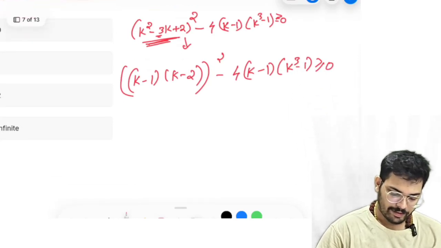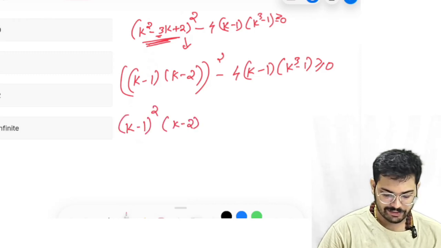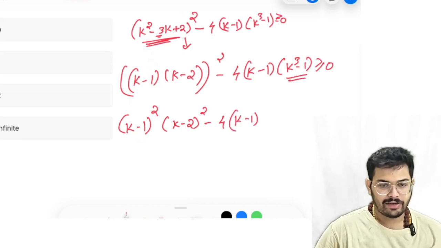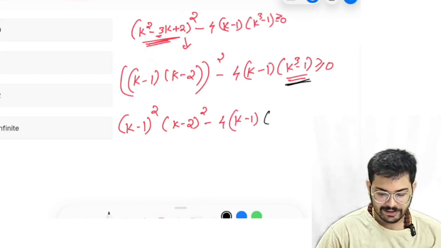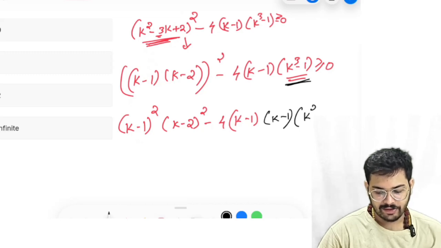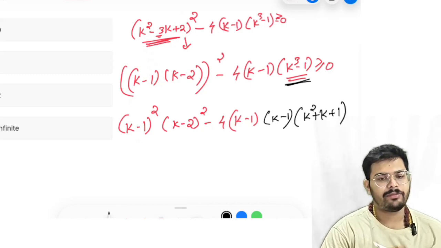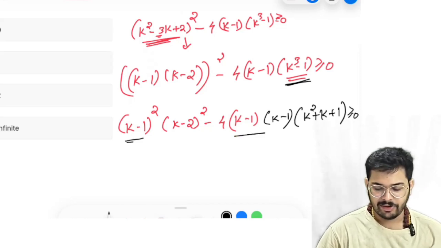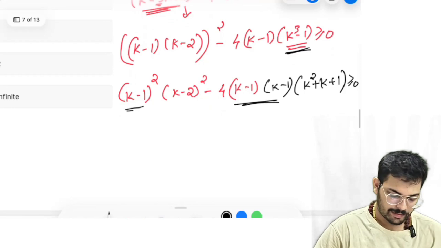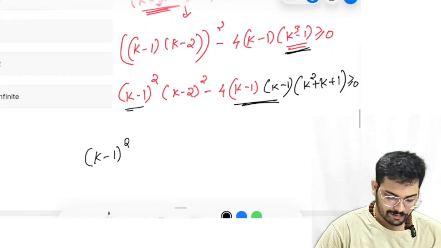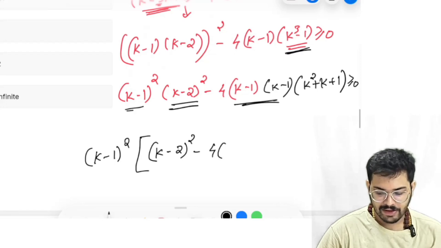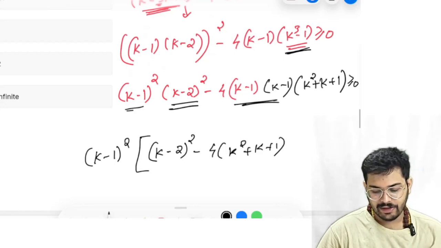In the next step, we will be giving this 2 individually. This will be (k - 1)²(k - 2)² - 4(k - 1). Here we will be applying the a³ - b³ identity. The a³ - b³ identity is (a - b)(a² + ab + b²) ≥ 0. Here you can take (k - 1)² common. So when you take (k - 1)² common, what will be left? (k - 2)² will be left, minus 4(k² + k + 1) ≥ 0.